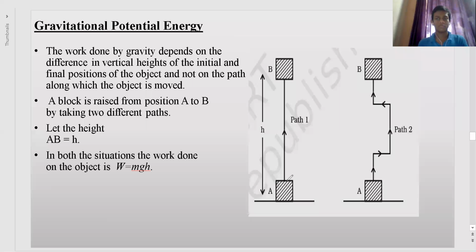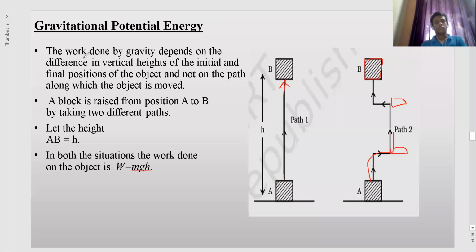See, suppose a body is raised directly to this height in a straight line, or the body is taken through this path, that is, first we took the object here, then from here we took it here, then from here we brought it to this position. So will there be any change in the amount of potential energy because the path is different in the second case? So the answer is no.